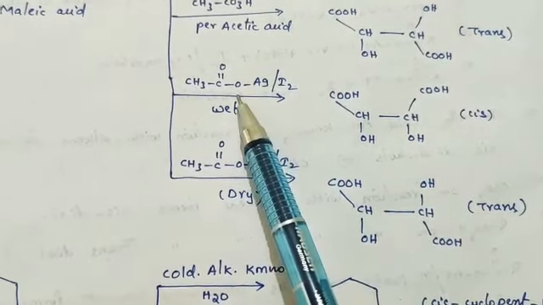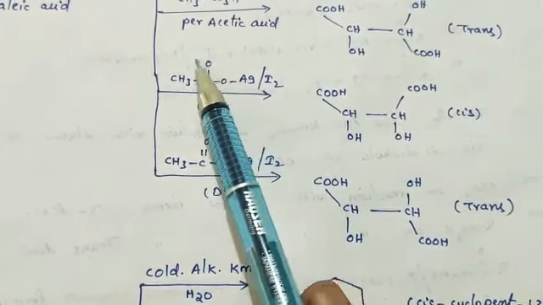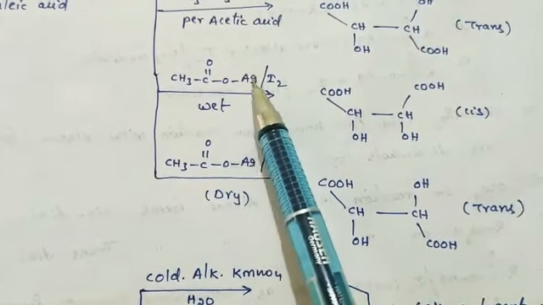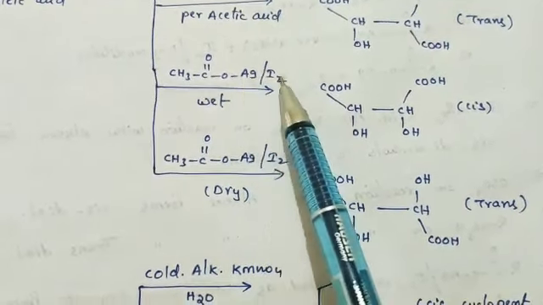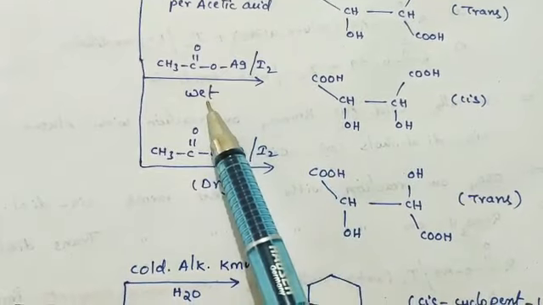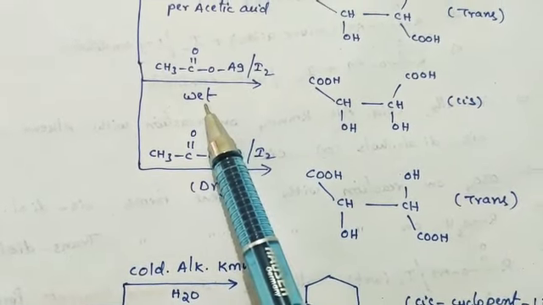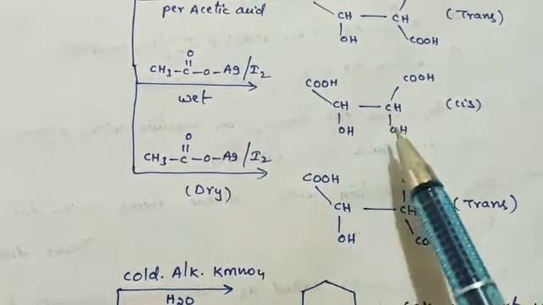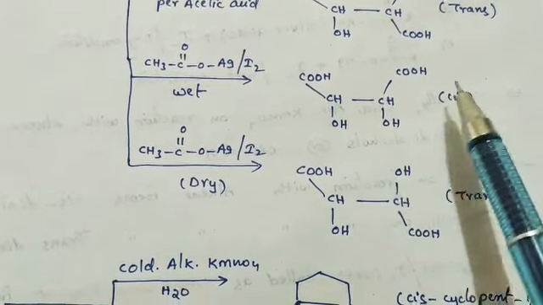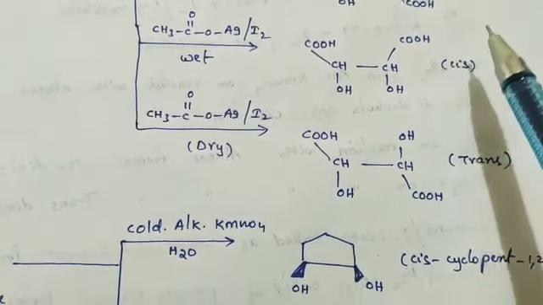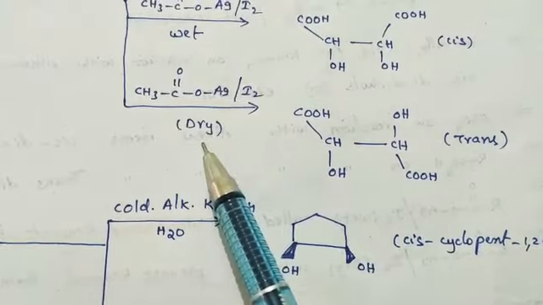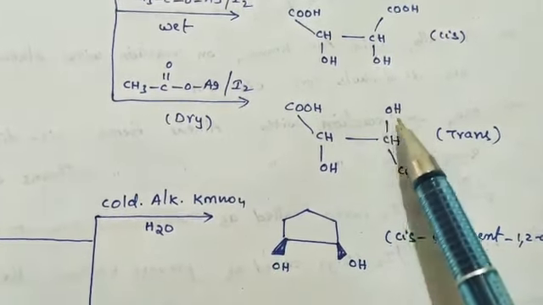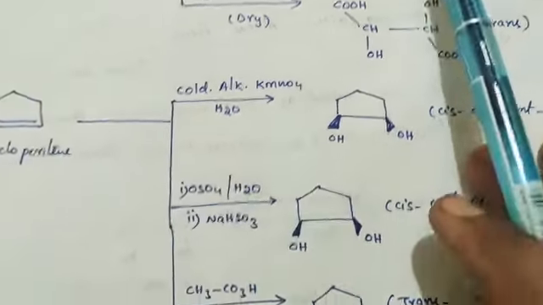Now for this compound we are adding silver acetate. This group is called acetate. Ag means silver. Silver acetate plus iodine mixture in wet conditions is called Woodward's reagent. Then it forms OH groups on the same side. Therefore it is a cis compound. If we take a dry mixture, then it is called Prevost's reagent. Then it forms a trans compound.